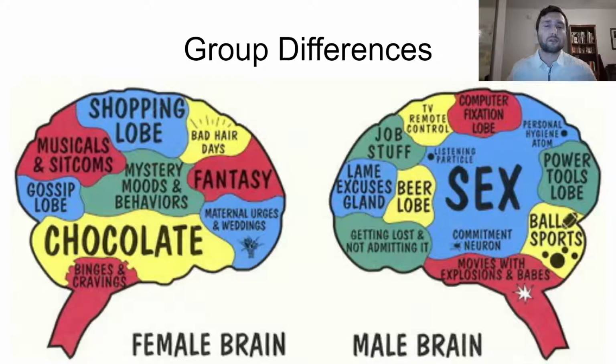Welcome to part 10 of Unit 5, which is Cognition. Today what we're going to be talking about is group differences. And again, we are still focused on this idea of intelligence.